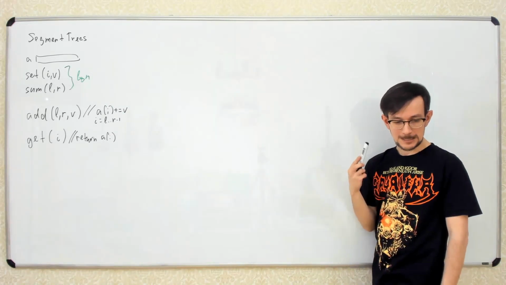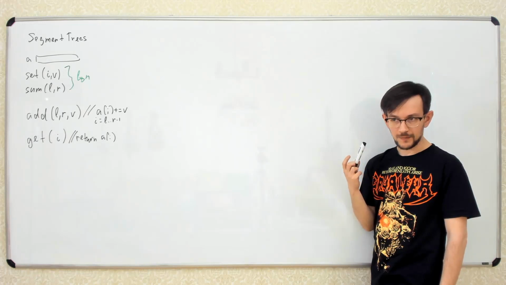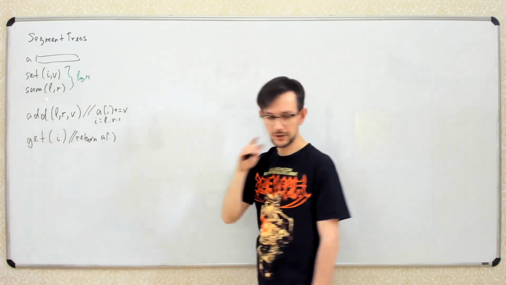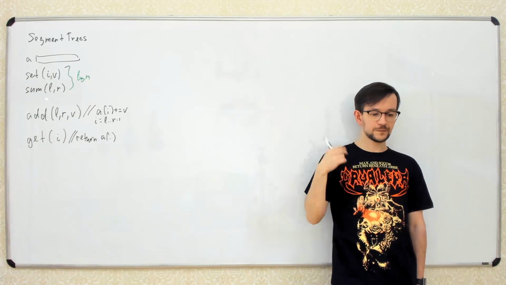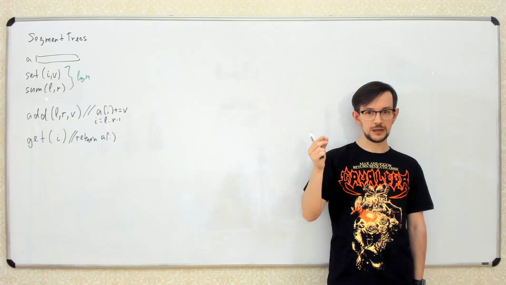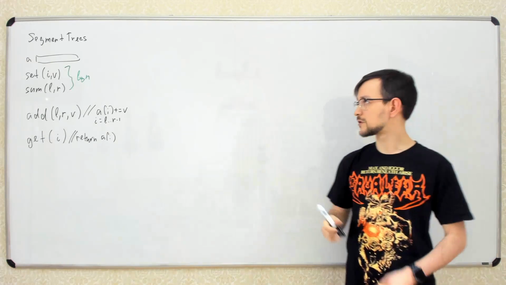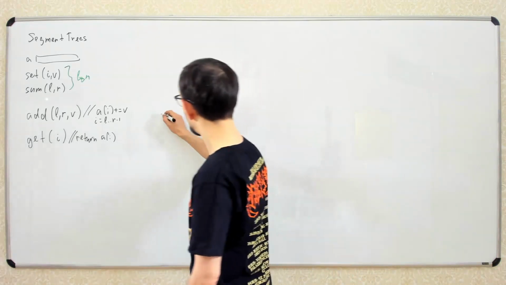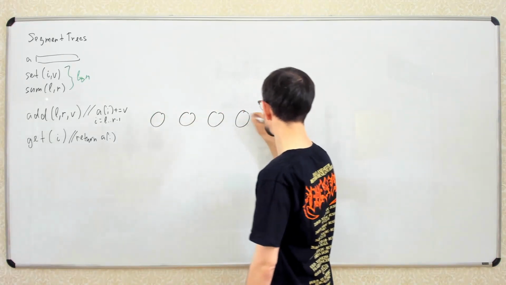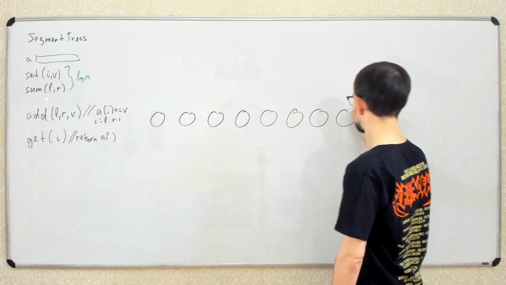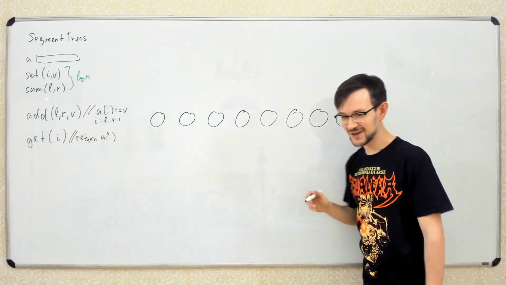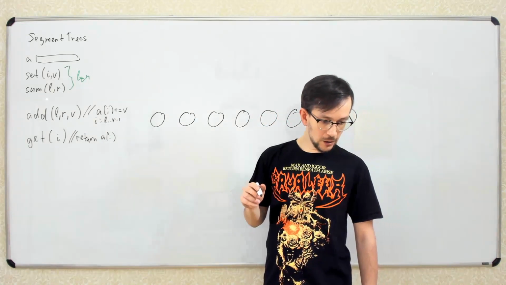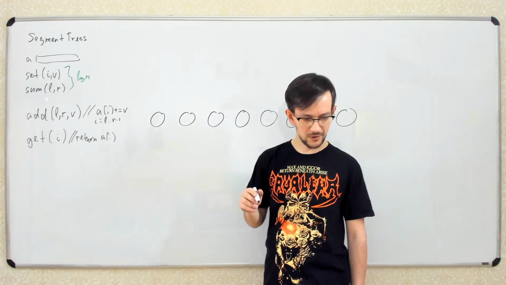Now, let's go. So how to make both these operations work in log n time? We will build this segment tree like in the previous lecture. So let's build a segment tree of 8 elements. Oh, I used almost all the board. Okay, I'll try it.